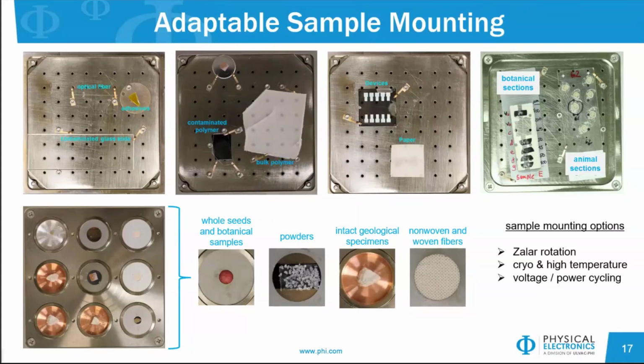As well, there are a couple of different sample mounting options instead of just loading your sample in there. You can do a Zalar rotation, rotating your sample, which can show some benefit for depth profiling to improve depth resolution. We have a temperature stage, so you can operate at cryogenic temperatures, possibly for analyzing biological samples, as well as going to high temperatures for diffusion studies possibly. And then we have a voltage/power cycling stage, so you can use this stage for battery applications to look at failure of batteries. All of this makes TOF-SIMS very flexible, so you can look at a wide variety of samples and you're not limited.